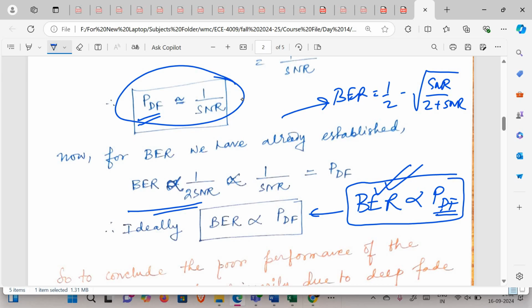Why is it important? Because when we look at diversity, it deals with challenging this deep fade, trying to rectify this deep fade. So from here, we'll start from the next session. All right. Thank you.